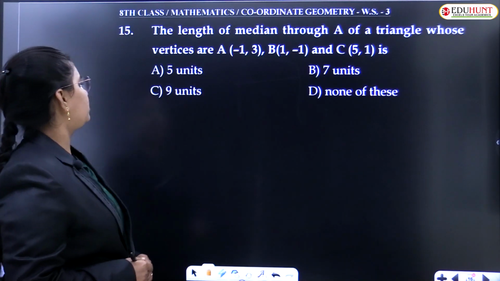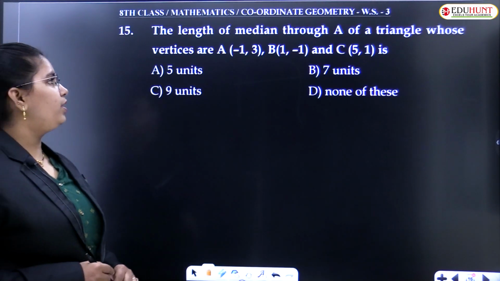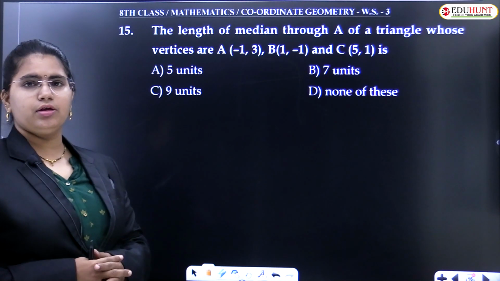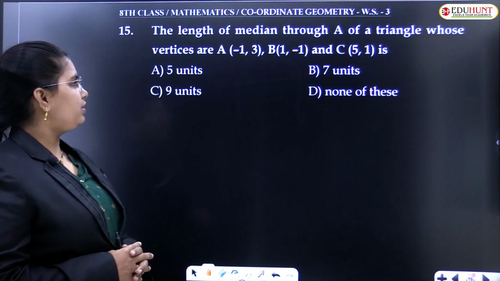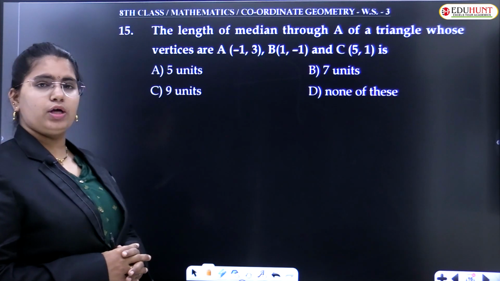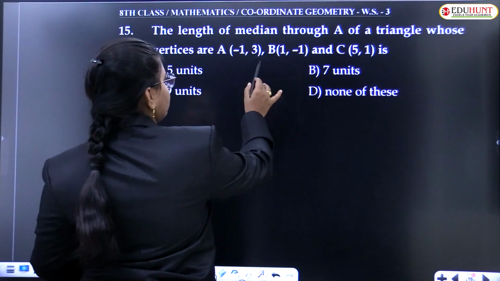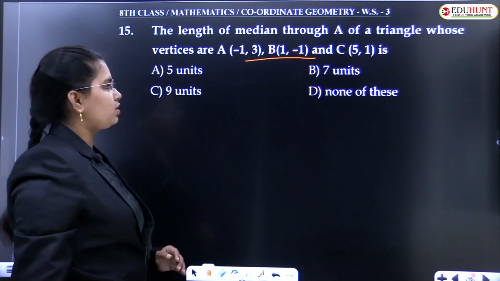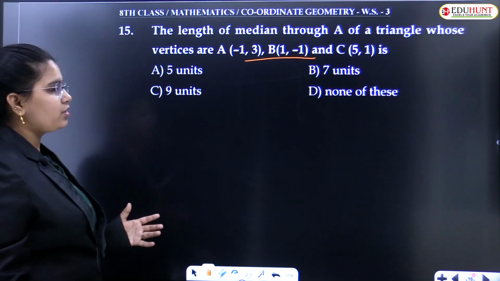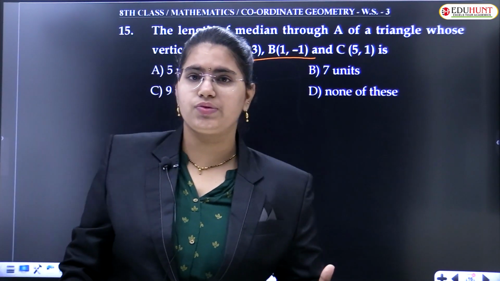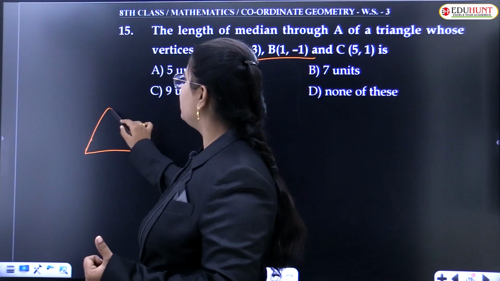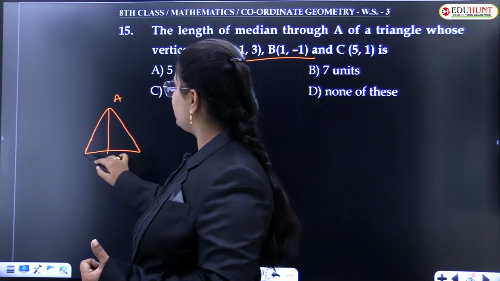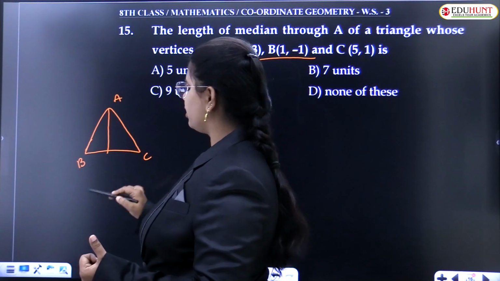So what is my 15th question? The length of the median through A of a triangle whose vertices are A(-1, 3), B(1, -1) and C(5, 1) is how much? A very simple question. We have done even similar model questions too, right? So let me take a triangle. A, B, C are the vertices of the triangle.